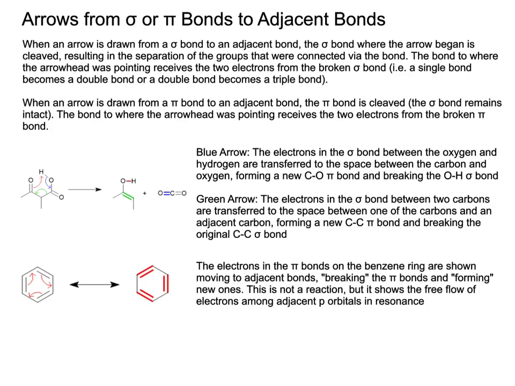In our final example, the electrons in the pi bonds on the benzene ring are shown moving to adjacent bonds, breaking the pi bonds and forming new ones. This is not a reaction, but it shows the free flow of electrons among adjacent p orbitals in resonance.